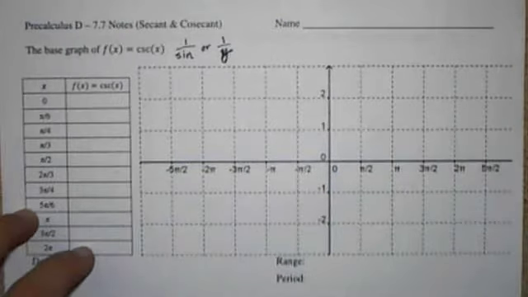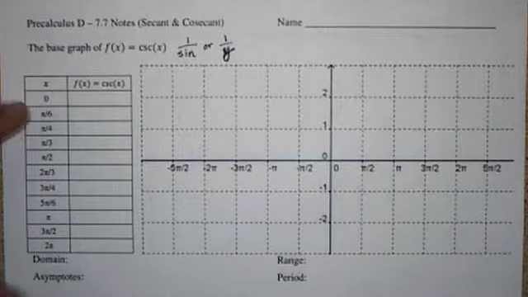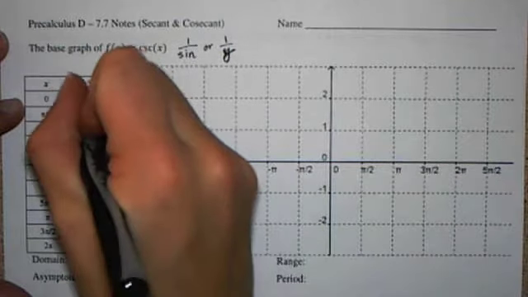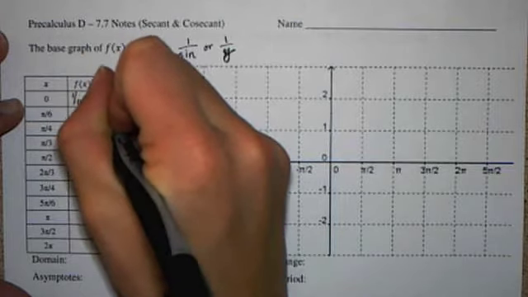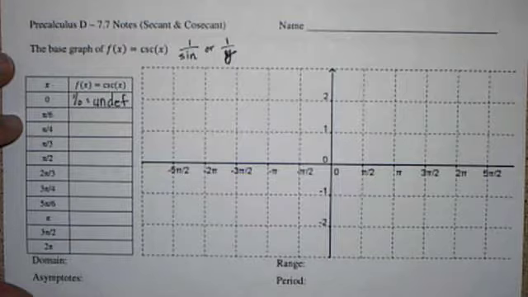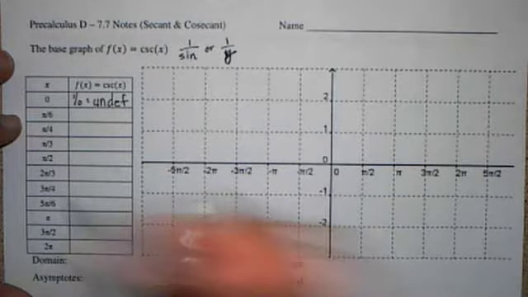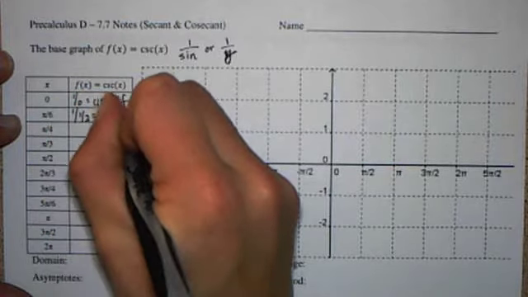So the first one here at 0, the y-coordinate is 0. 1 over 0, we should know from doing tangent and cotangent that we're going to get undefined. At pi over 6, the y-coordinate is 1/2. 1 over 1/2 is equal to 2.